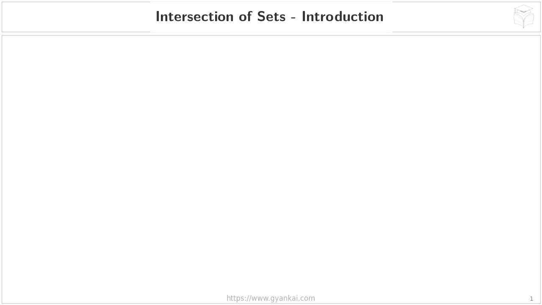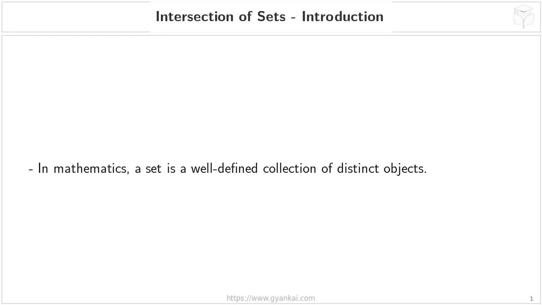Intersection of sets: introduction. In mathematics, a set is a well-defined collection of distinct objects. Now, what does that mean? Think of a set as a container, but a very organized container. Well-defined means we have a clear rule for what can and cannot be included in the set. Distinct simply means that each object inside the set is unique, no repetitions allowed.